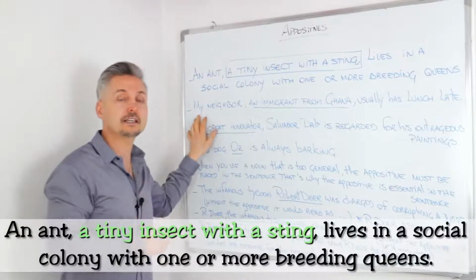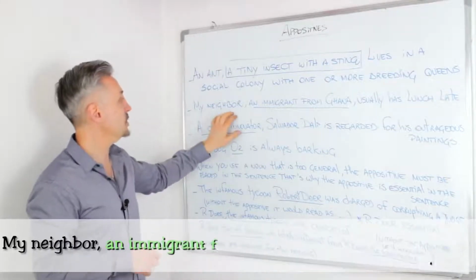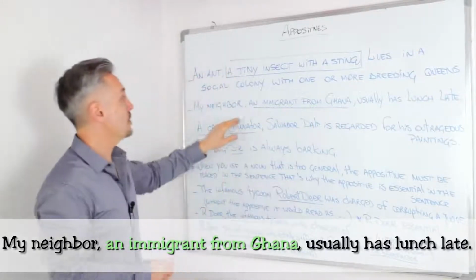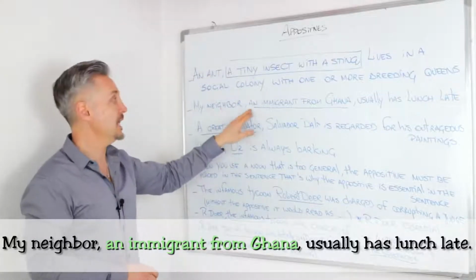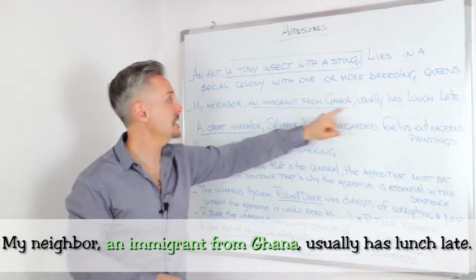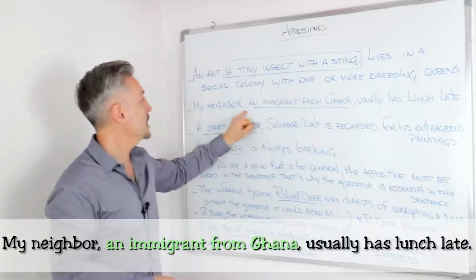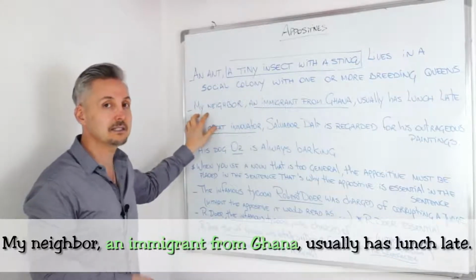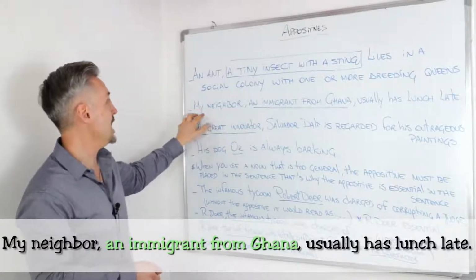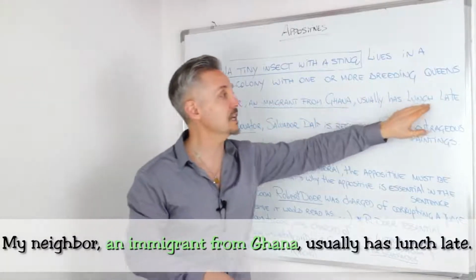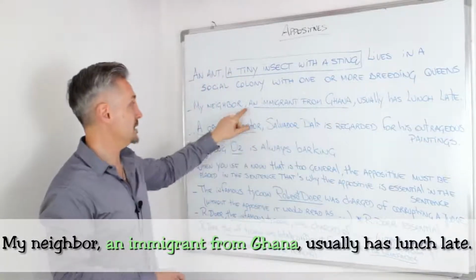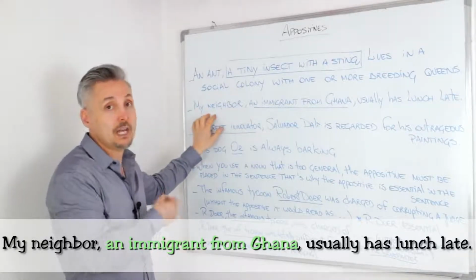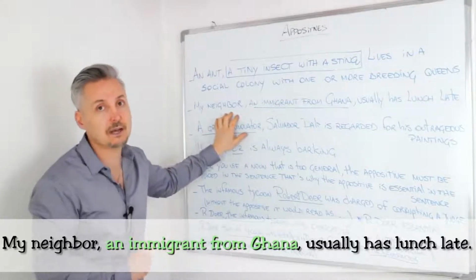Now, let's take a look at the second example. My neighbor, an immigrant from Ghana, usually has lunch late. So, in this case, the appositive is an immigrant from Ghana, again between two commas, and if you take out this extra information, the sentence still makes sense. So I could say, my neighbor usually has lunch late. But if I add more information, I describe the noun, in this case, my neighbor, which is the subject.